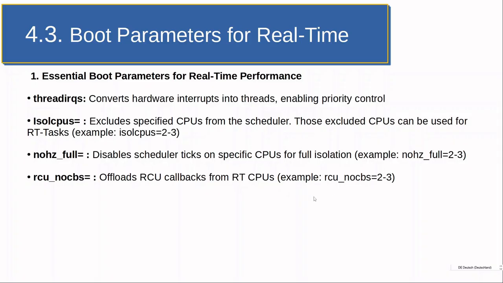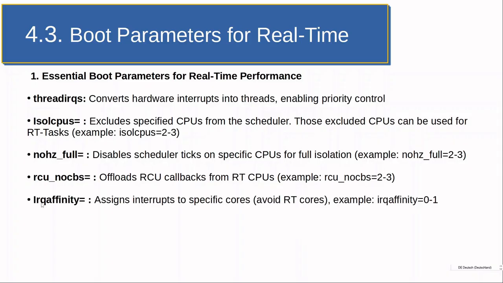Then there is rcu_nocbs, which offloads the RCU callbacks from the RT CPUs. So here you deactivate the RCU callbacks on those isolated CPUs for the RT tasks. Then you have irqaffinity, which assigns interrupts to specific cores. Here we need to avoid the RT cores, meaning that you tunnel all of your interrupts to the other CPUs, meaning here the CPU 0 and 1.